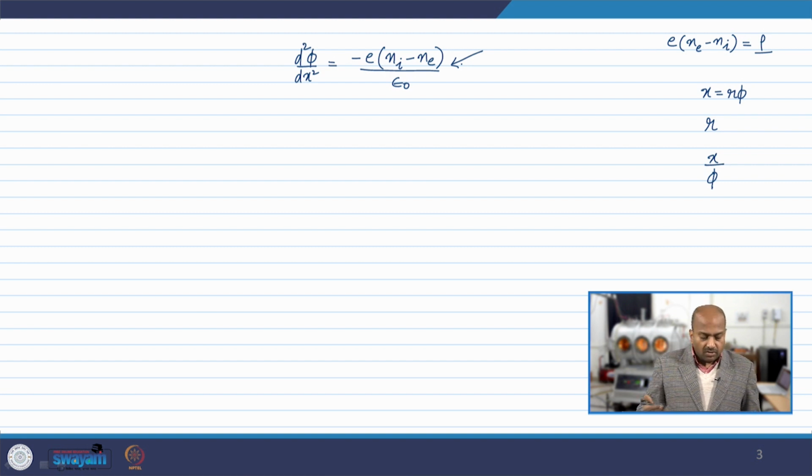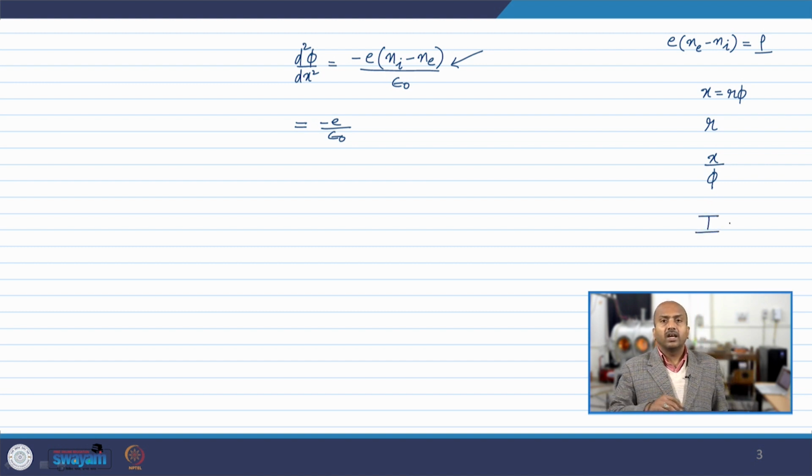I have considered a more general case, in which I will keep minus E by epsilon naught as it is, and since I am allowing the possibility of the number of ions as well as the number of electrons to be distributed according to their own temperatures. So, by now you must have figured out, generally in kinetic theory we refer to temperature as a single quantity which represents the entire measure of the energy or kinetic energy that is there within the gas system.